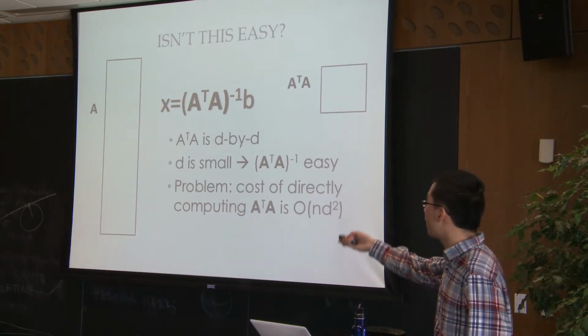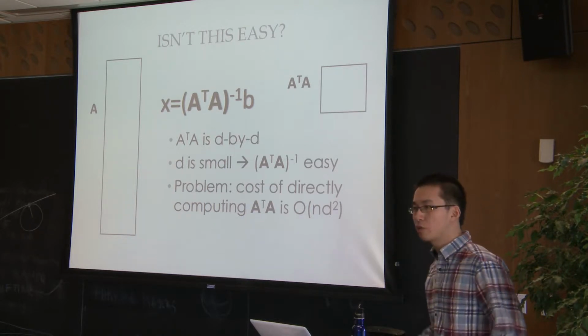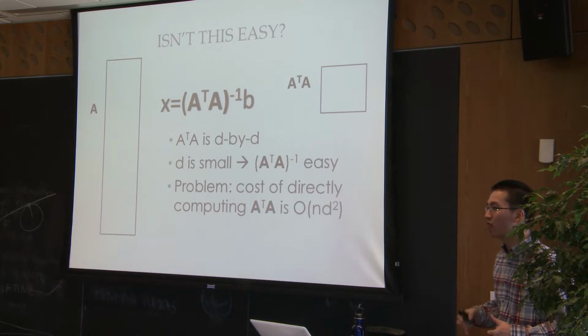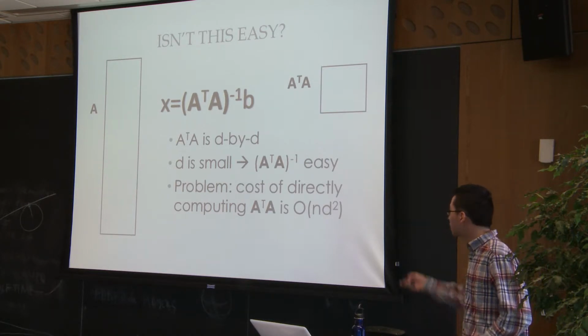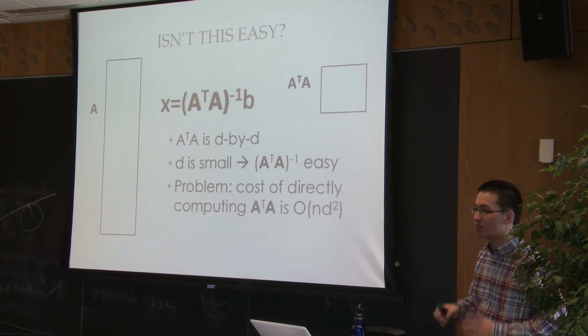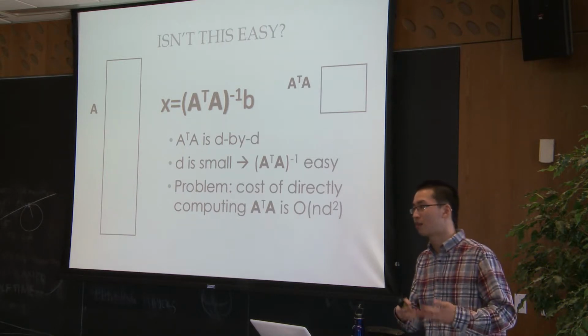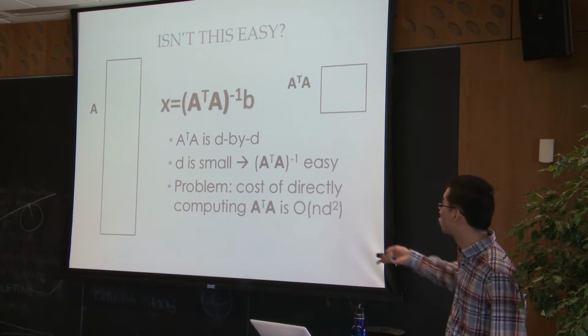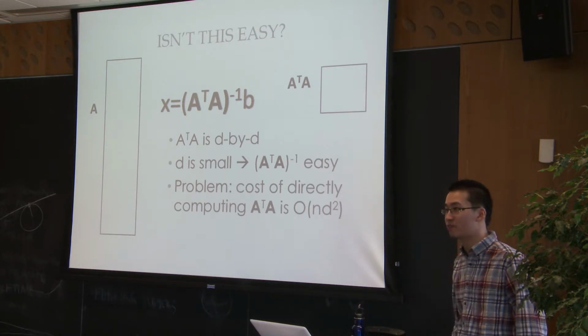A has n rows, D columns. If you use naive matrix multiplication, this computation takes about n times D squared time. That's actually more by a factor of D than the size of A. So essentially we're paying an extra factor of about 1,000, with cache effects about an extra factor of 100, compared to just looking at the matrix A.